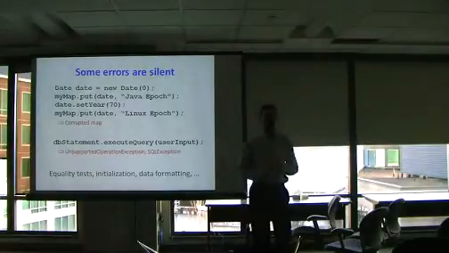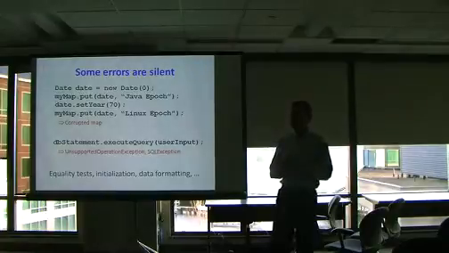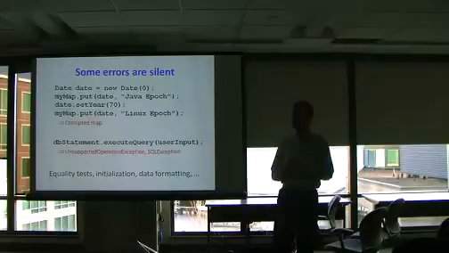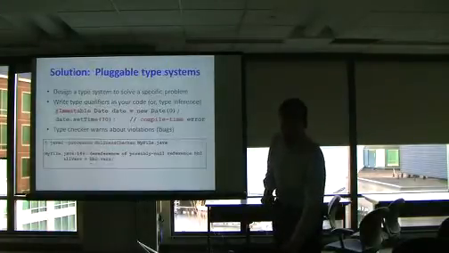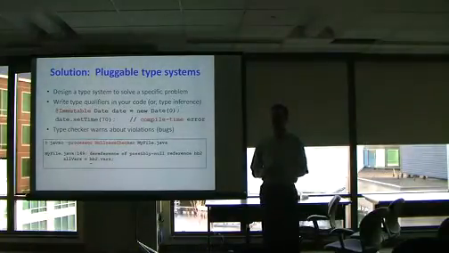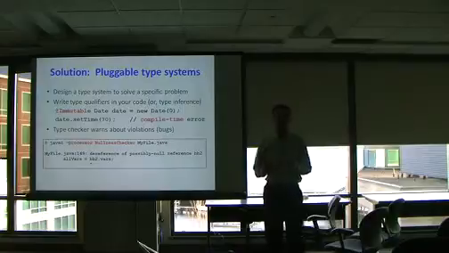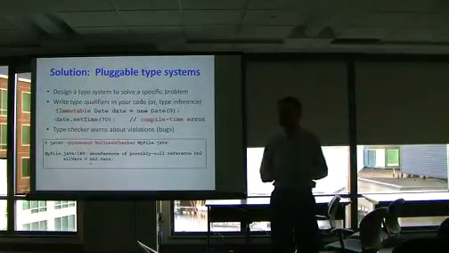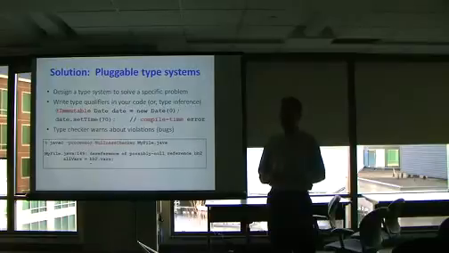You can have errors in your equality tests. You can have accidental use of uninitialized data values. You can have data in the wrong format. So how can we prevent these? The solution that I'm proposing is use of a pluggable type system. So the idea is, think about the properties that are important to you in your particular application, and then design a type system to solve that particular problem.